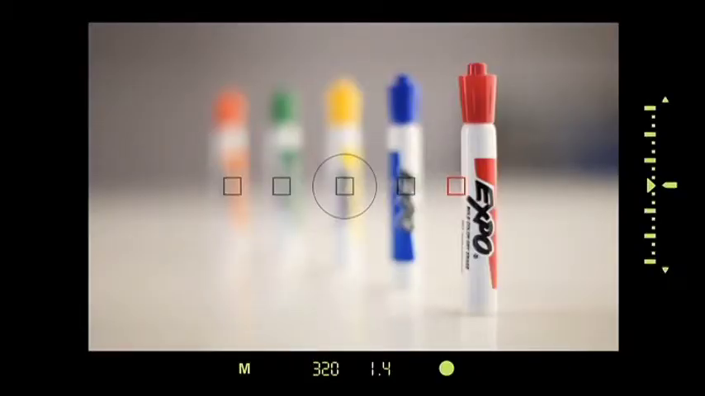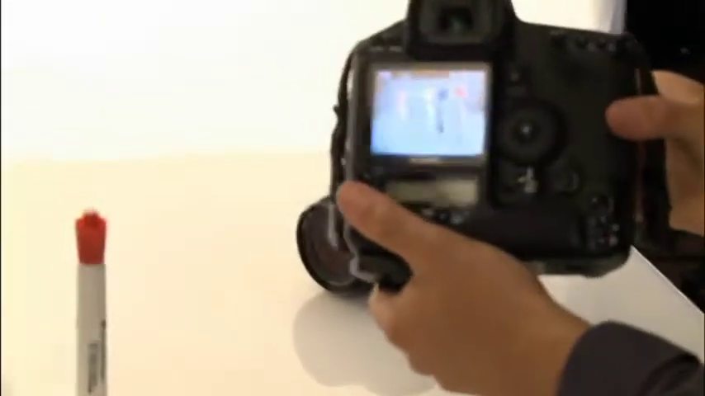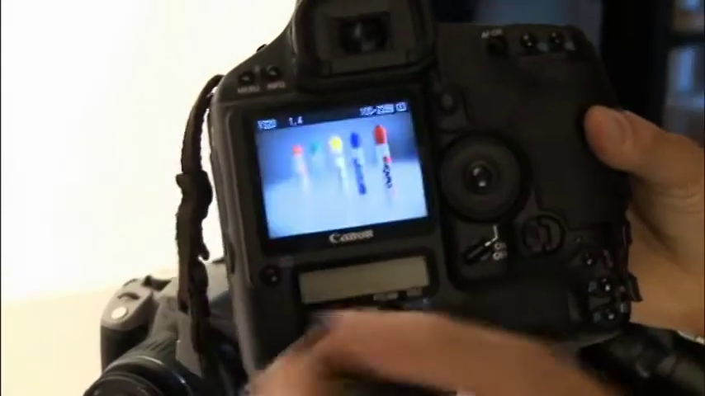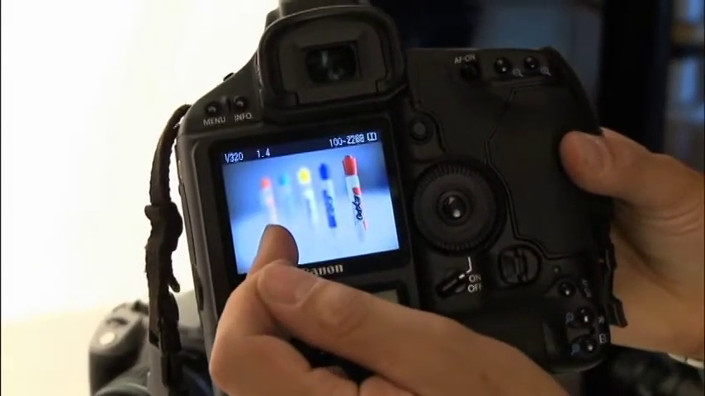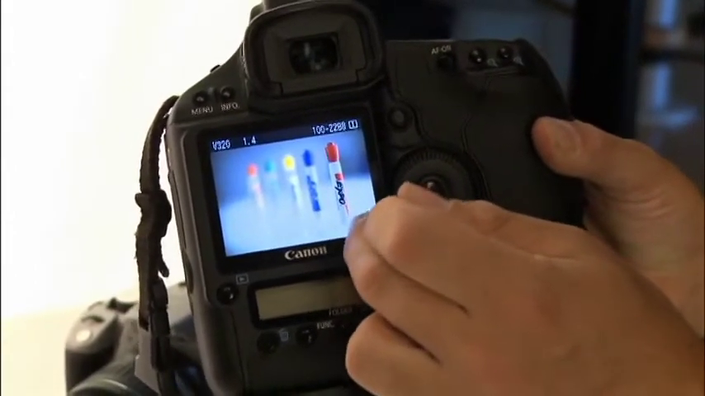With a large aperture setting of f1.4 and a shutter speed of 1/320th of a second, our exposure scale is indicating that we have the correct exposure. We focused on the red pen by using the right-hand side focus selector. Okay, now we can see in that image how the red pen is sharp and the other pens are drifting out of focus. But only the red pen is sharp because that's the point that I focused on.